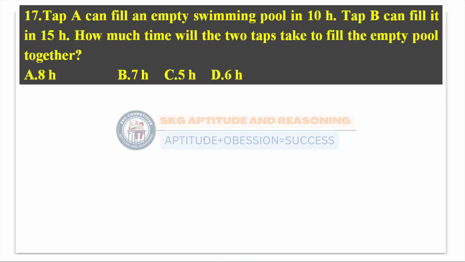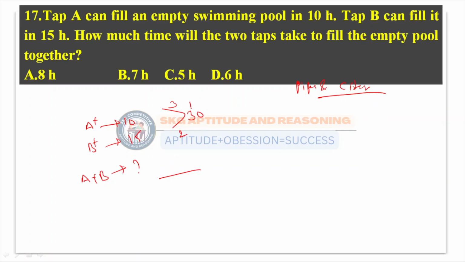Okay, this will be the next question under pipes and cisterns. What is given in the question? Tap A can fill it in 10 hours, and B can fill it in 15 hours. How much time will it take both together? If we take the LCM of 10 and 15, it will be 30. So the efficiency of A is 3 parts and the efficiency of B is 2 parts. If they work together, they have to complete a total work of 30. Total work divided by the efficiency, that is 3 plus 2, will be equal to 30 divided by 5, that will be equal to 6 hours. If they work together, they can fill the tank in 6 hours here, which is option D.